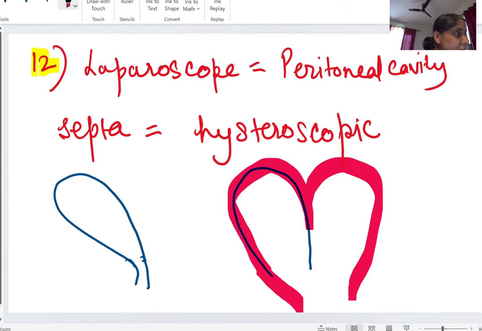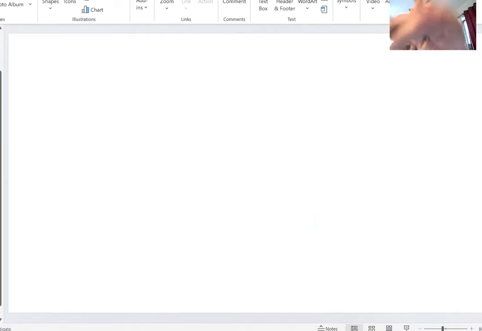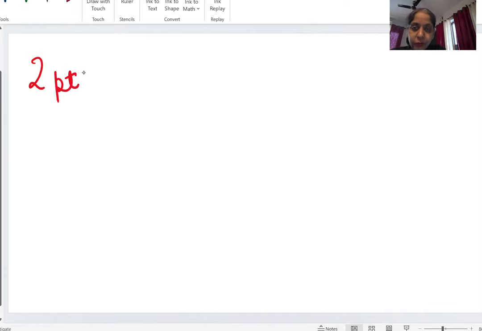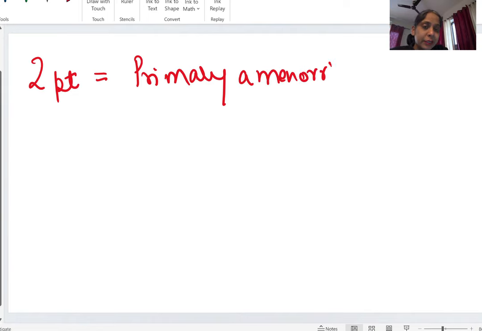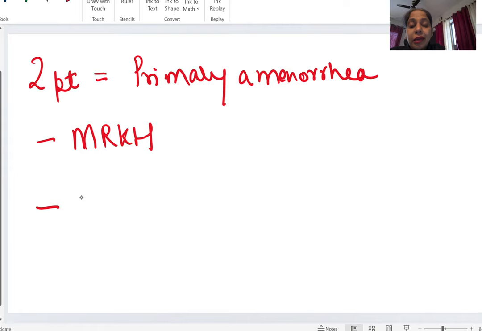Dr. Ayushi's query 36: a young female with primary amenorrhea, normal breast and no pubic hair. Here I would like to tell you that there are two patients of primary amenorrhea in your syllabus, other than cryptomenorrhea. One is Mullerian agenesis or MRKH, and the other is androgen insensitivity syndrome.